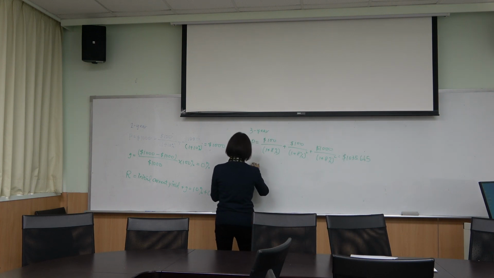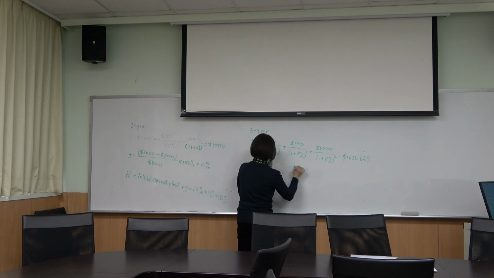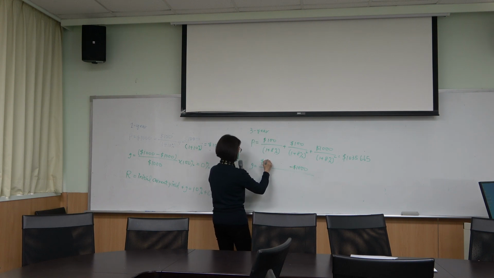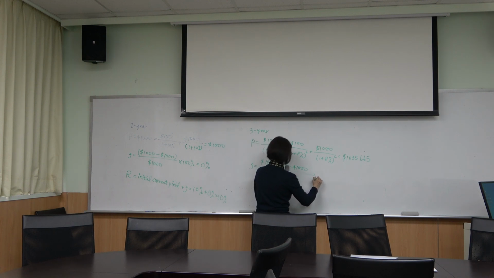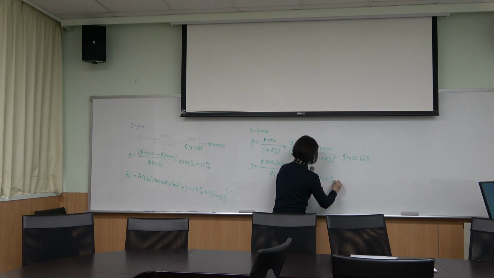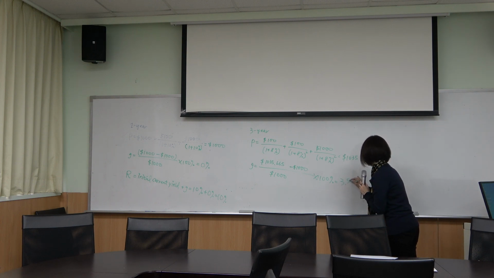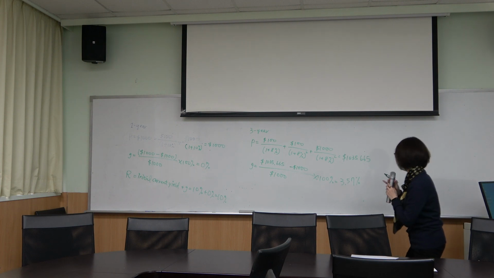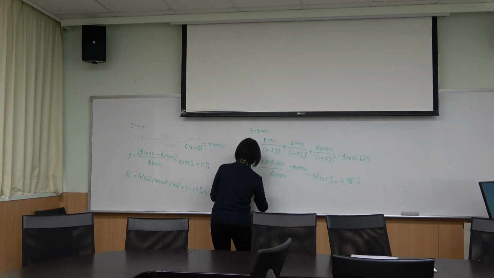Then the growth rate of capital gain. We purchased it at $1,000 and we sell it at $1,035.665, and divide it by $1,000 and multiply it by 100%. Which is 3.567. And then the rate of return.